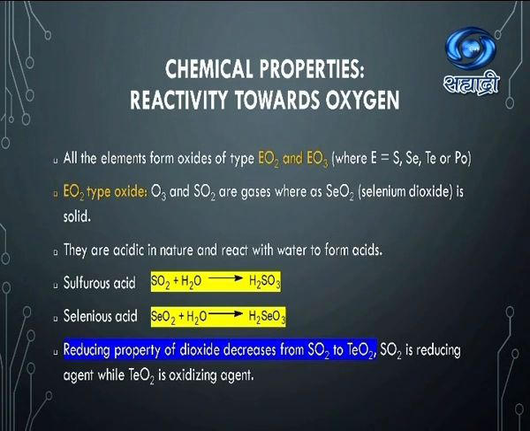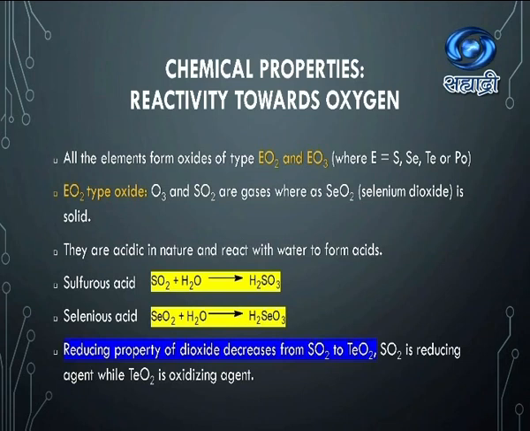Now let's consider reactivity towards oxygen. All elements of this group form oxides of the type EO2 or EO3, where E is any group 16 element. EO2 type oxides. So O3 and SO2 are gases, whereas SeO2, selenium dioxide, is a solid. They are acidic in nature and react with water to form acids.